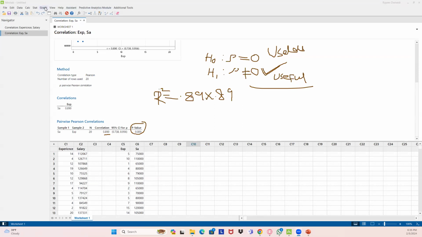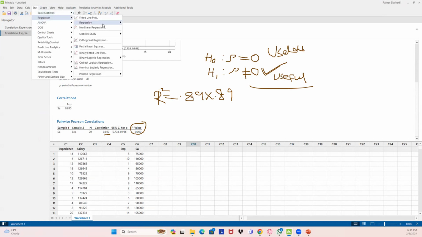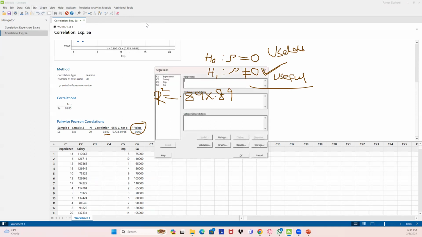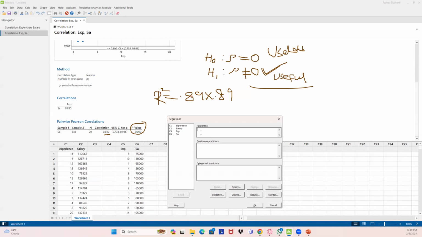So now I go under graph, statistics, regression. This is regression, and we are going to use the simple fit regression model. There are many types of regression, but we are just learning the simple fit regression model. Now you have to understand what is the response variable and what is the continuous variable. Salary is the dependent variable. Salary depends on the number of years of experience, so salary is the dependent variable and experience is the independent variable.